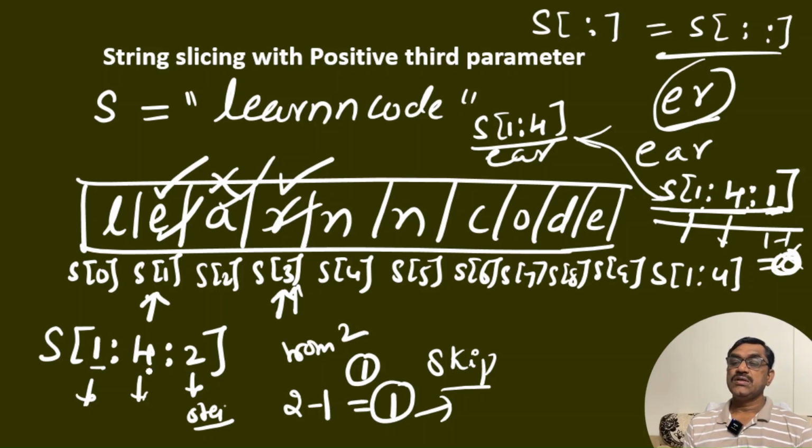So clearly understand that when you use the positive third parameter, you have to subtract 1 from the positive third parameter, and we are going to get some value. That value indicates the number of characters we are going to skip while you are moving from start index to the end index. This is about using positive third parameter.